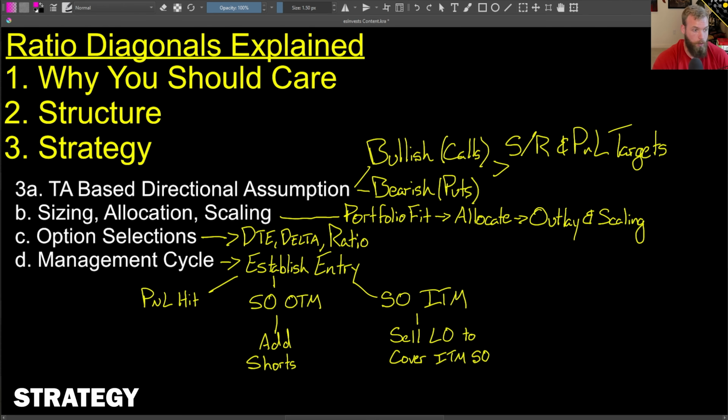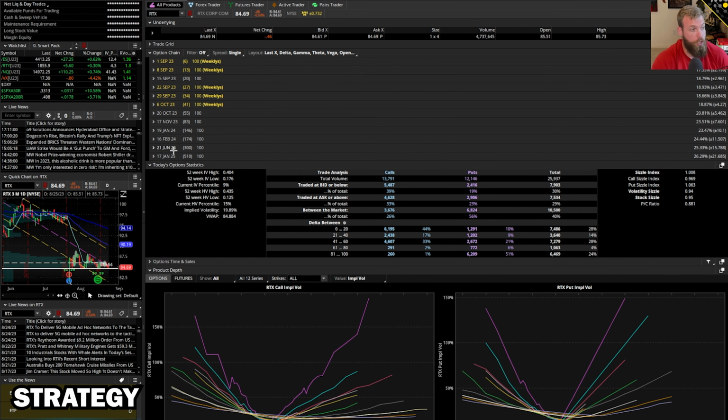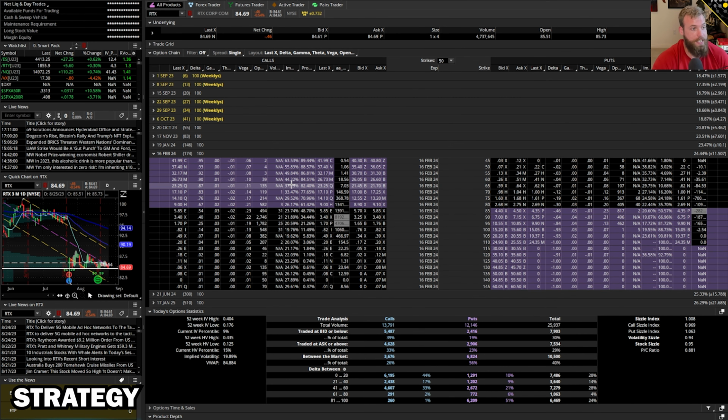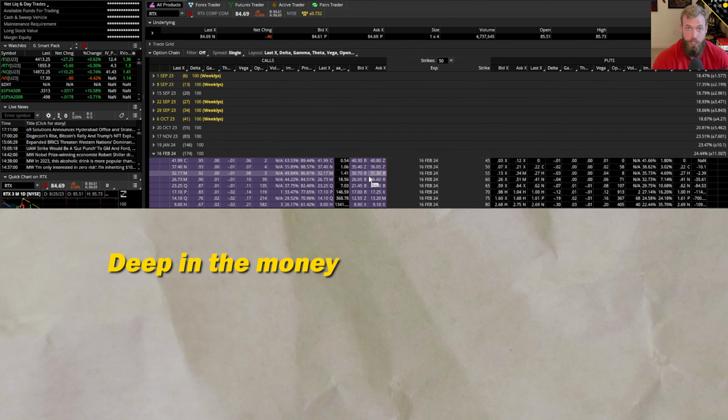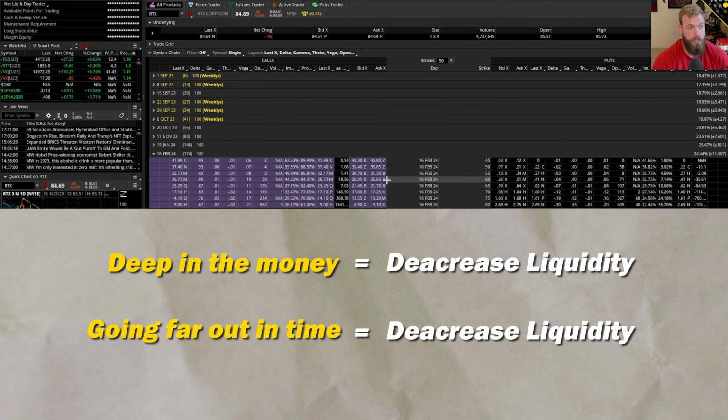And then the management cycle. Once we enter the trade, so we find our long options, then our short options, I like to enter the long options with a single lot first to test liquidity. Liquidity is really important because we're adding a bunch of things that actually go against looking for liquidity. We're going deep in the money, which tends to decrease liquidity. We're going far out in time, also tends to decrease liquidity.